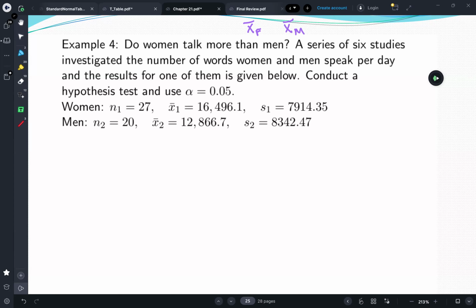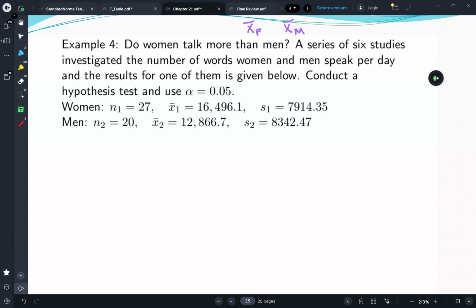We're going to conduct a hypothesis test. The average number of words for women was 16,496.1 words in a day. The average for the men was 12,866.7, so considerably less. So we're already suspicious we're going to have a different result here. But we have to take into consideration the standard deviations and run the whole test.